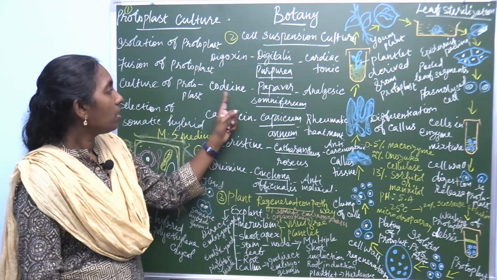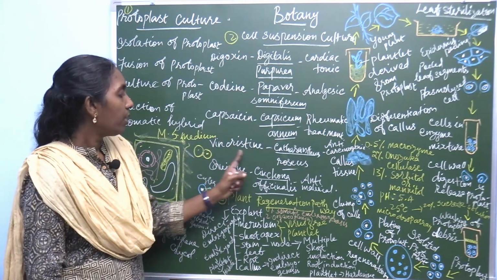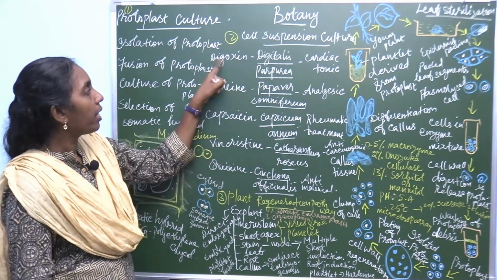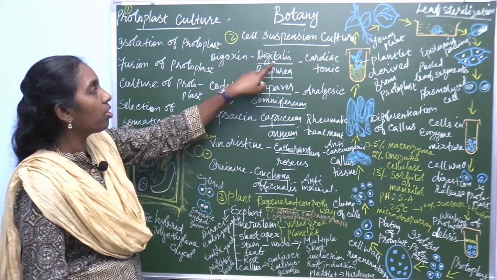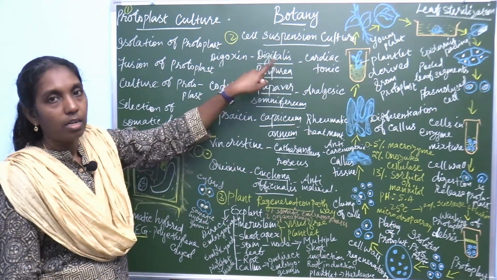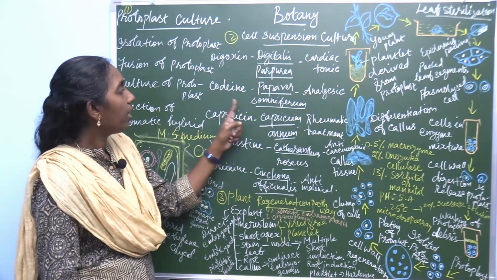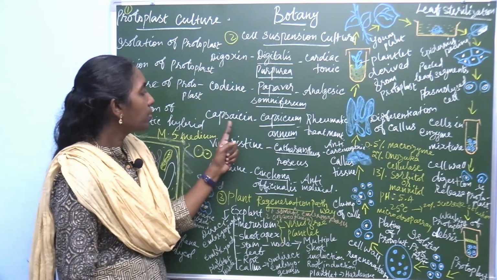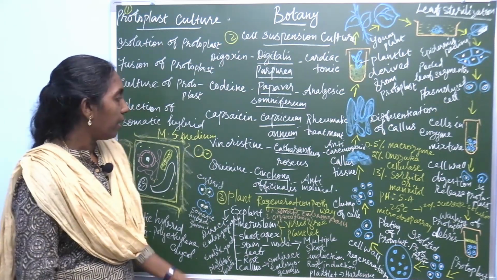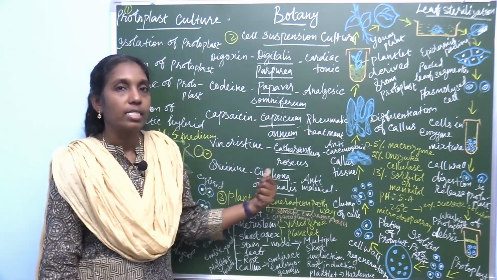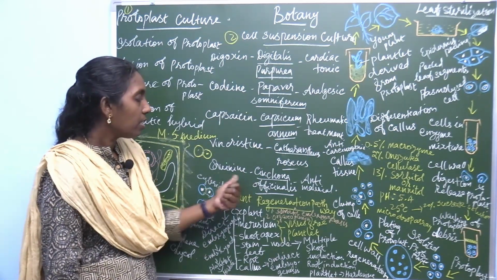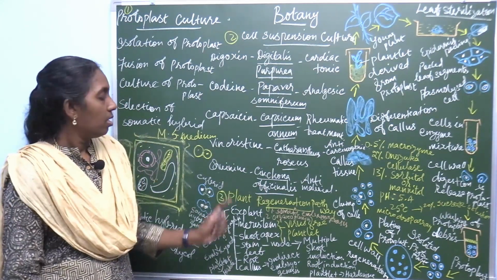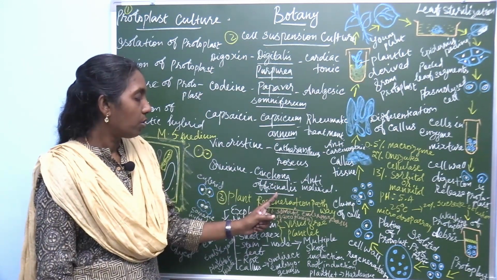First name the product: digoxin, codeine, capsaicin, vincristine, quinine. From the name itself, just remember: digoxin, digitalis. Codeine, Papaver somniferum. Capsaicin, Capsicum annuum. Vincristine, Catharanthus roseus. Quinine, Cinchona officinalis. The quinine is obtained from Cinchona officinalis.